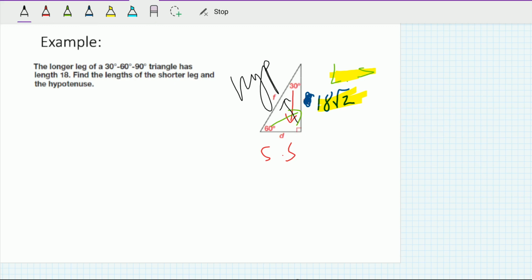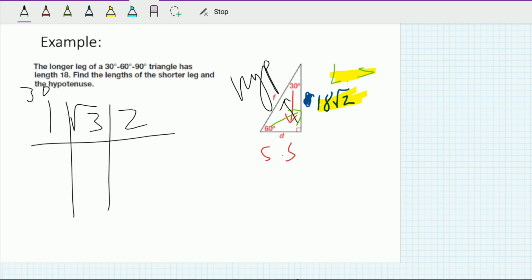So same thing as before. Let me set up my table. 1, square root 3, 2. Remember, it always goes in order: 30, 60, 90. Across the 30, it's, again, letter D. Across the 60, it's 18 square root 2. And across the 90, it's F. It's pretty much the same table as the other one, but just different numbers.